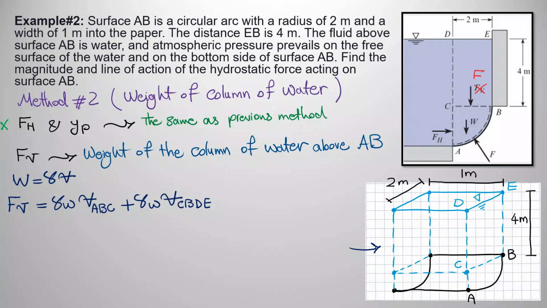Okay? So to do that, I'm going to write it over here. Gamma is 9,810 Newton divided by cubic meters times volume, which would be area of ABC times its width. So the area of this red polygon that I'm showing you, times its width, which is 1 meter. So I'm going to write it over here. Area would be 1/4 of pi times radius, 2 meters, to the power 2, times width, 1 meter.